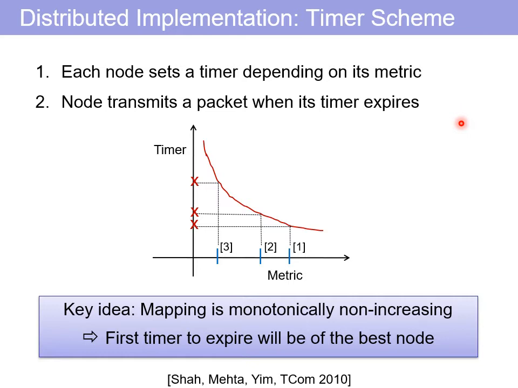The key thing is that the way you set the timer is a decreasing function of its metric. So the larger the metric, the smaller the timer. For example, take a 1 by x function, so the timer is inversely proportional to the metric. You can see that the first node to transmit will be the node with the smallest timer, that is the node with the largest metric, or the largest absolute value of the log likelihood ratio. The second node to transmit will be the node with the second largest value, and so on. No node needs to know any other node's absolute value of the log likelihood ratio, but the nodes end up transmitting in the decreasing order. So it can be done in a distributed manner.